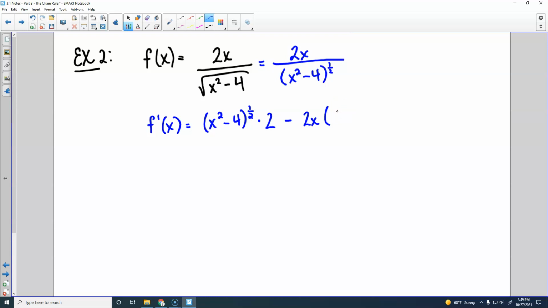I got 2x to the negative 1/2. That's probably wrong. Yes, that's wrong. So you cannot take the derivative of the inside. Okay, so what would it be? It would be 1/2 times x squared minus 4 raised to the negative 1/2. Almost. Times 2x. Times 2x. Good. All over x squared minus 4.